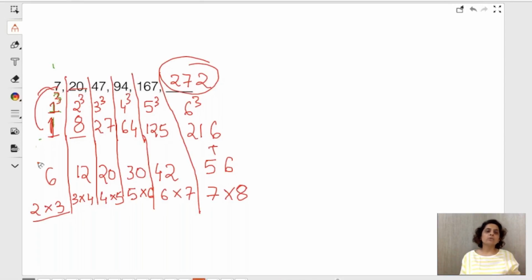So we'll have to make use of either cubes or squares. What I've done here is I've written 1 cube, 2 cube, 3 cube, 4 cube, 5 cube, and then it'll be 6 cube. After writing the cubes, I'm taking the difference between the corresponding cubes written here and the number. And the difference between these two follows a set pattern, that is 2 into 3, then 3 into 4, 4 into 5, like this.